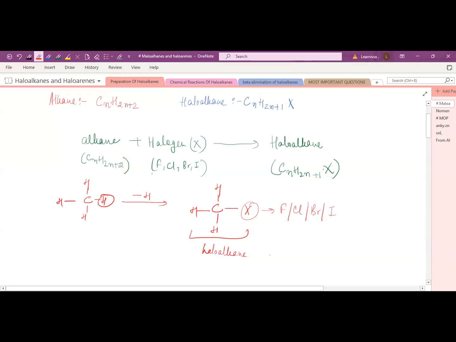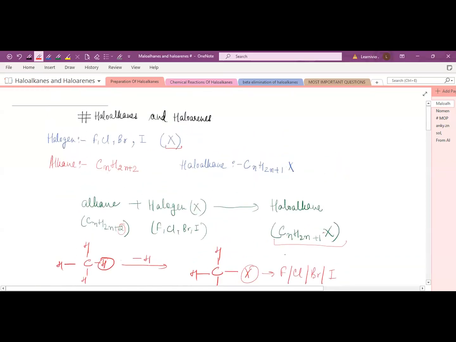And what will be the formula? If you remove one hydrogen from here and add one halogen group, the general formula of a haloalkane is CnH2n+1X. So for this CH3, we can write CH3X. So this is your formula. Got it, Aisha? Yes.